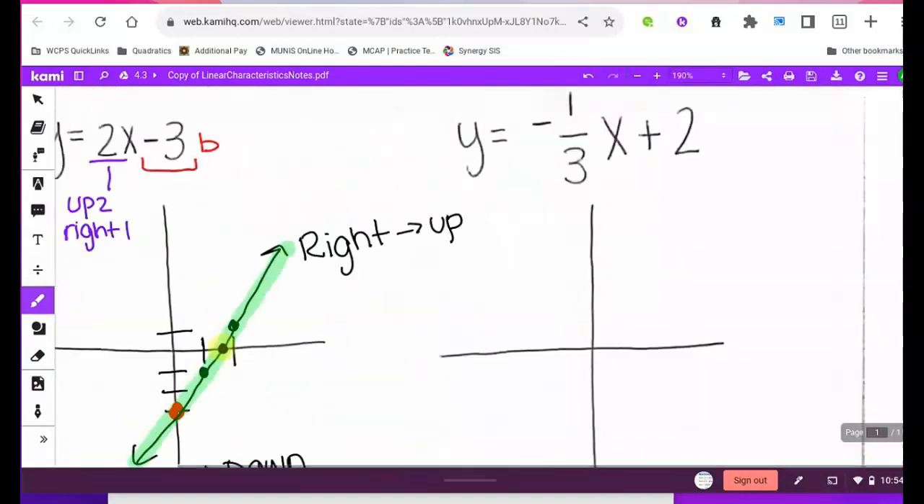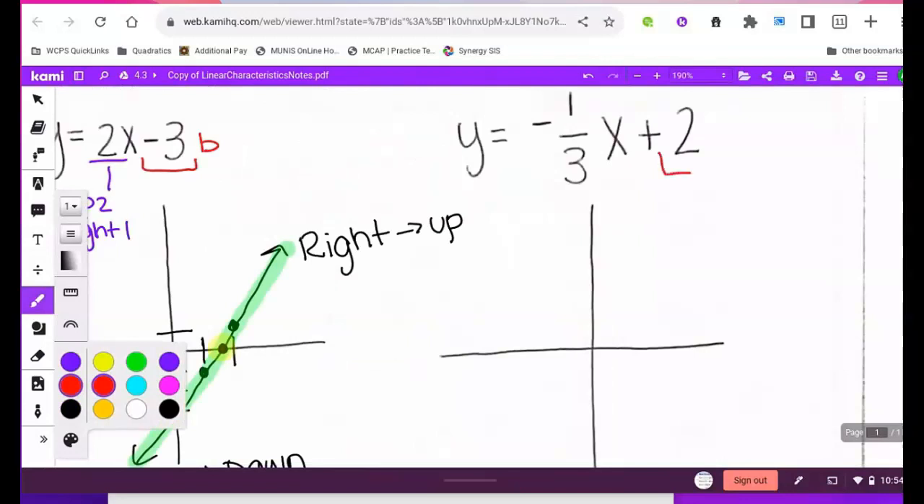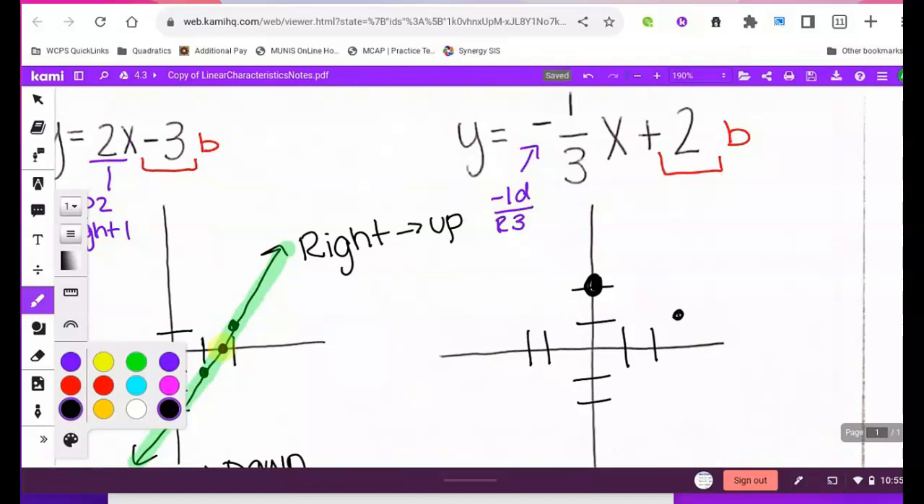So let's go ahead and review how to graph this. We have our b value, that's where we start. So I'm going to go up to +2. That's where I'll put my first point. That's my b value, +2. Then my slope tells me to go down 1 and to the right 3. So from this point, go down 1 and right 1, 2, 3. Now that I have 2 points, I can go ahead and draw my line.